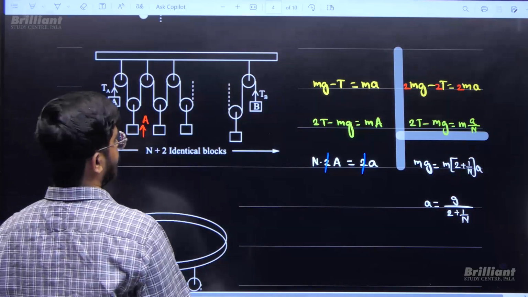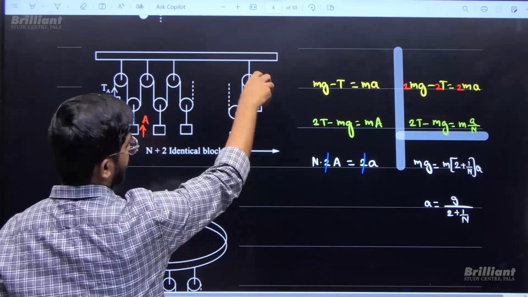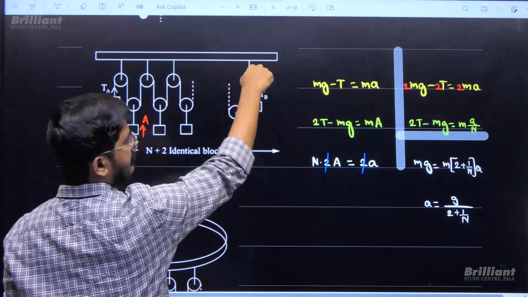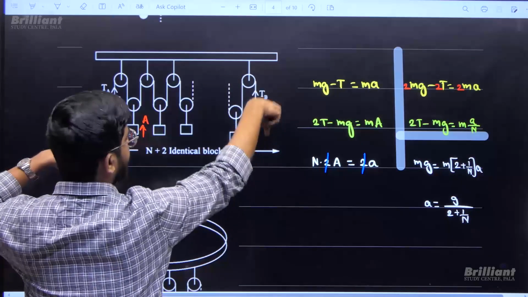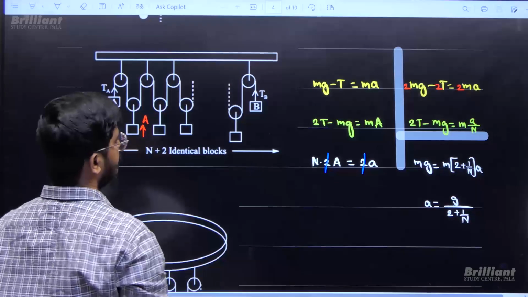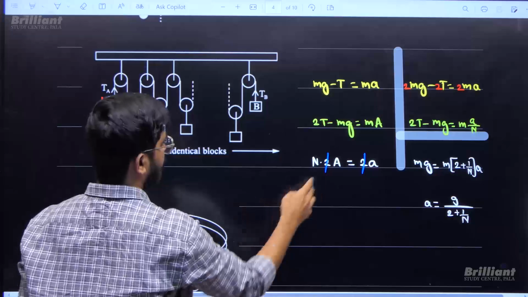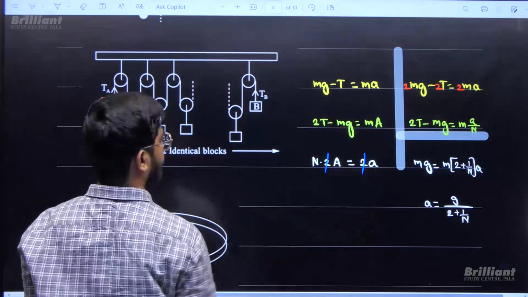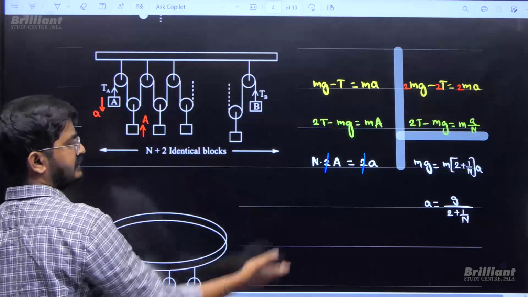This decrement here is going to be compensated by the increment here. So the increment here will be a, the increment here will be a. So this decrement, that is n into 2a, will be going as the increment here plus the increment here, which is a plus a. That's a constraint.